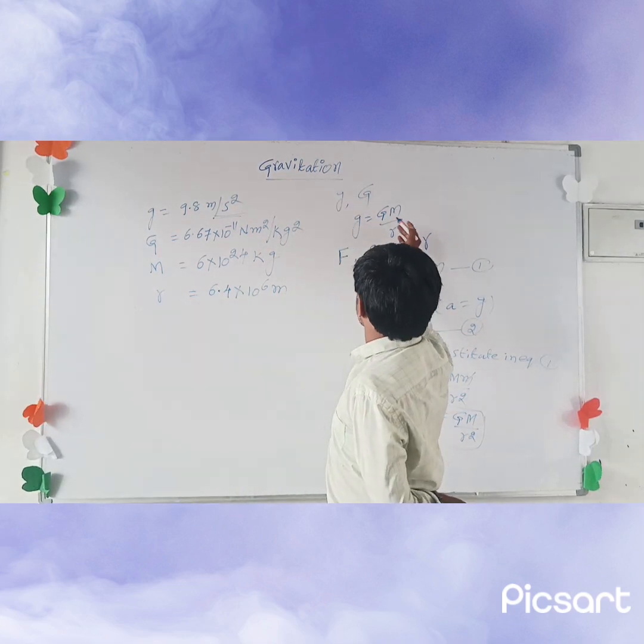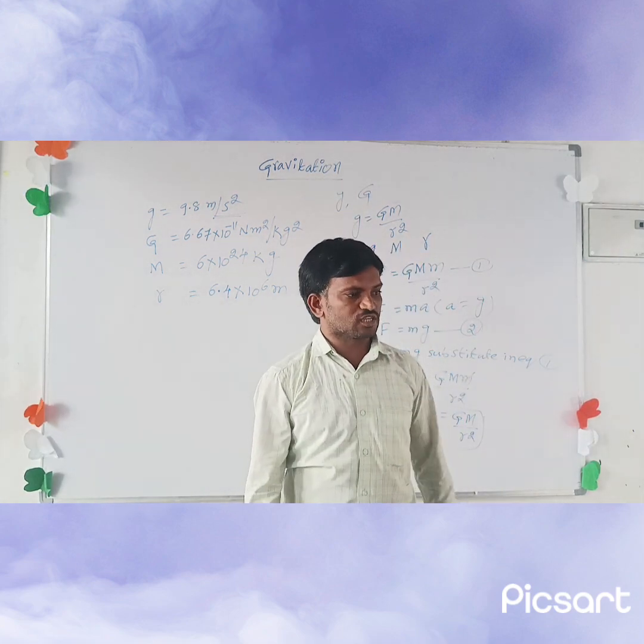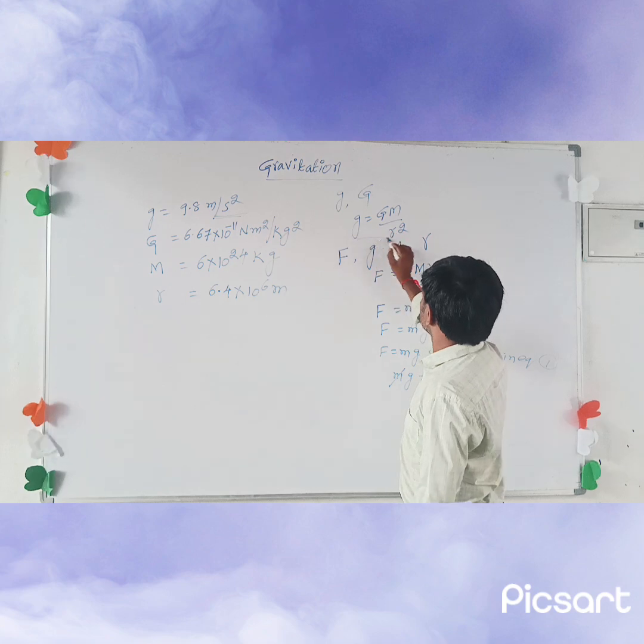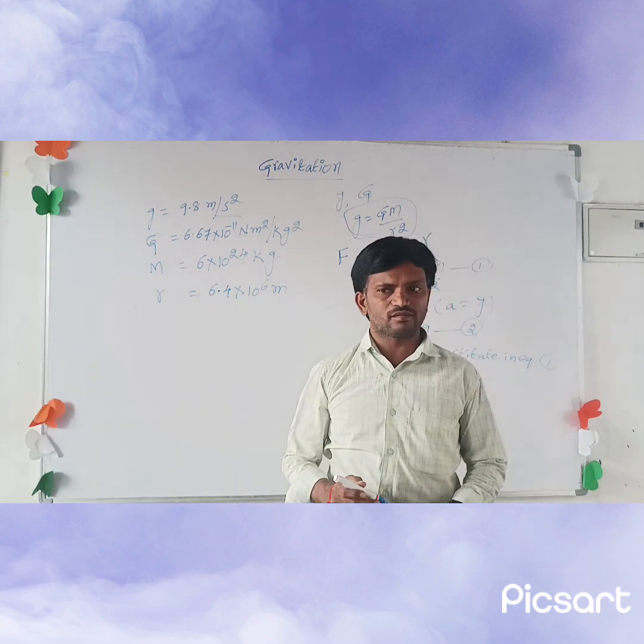This is the relationship between small g and capital G. Small g equals GM by r square.